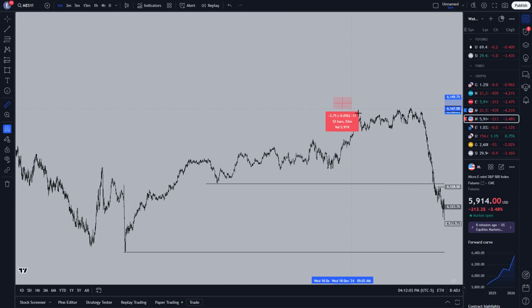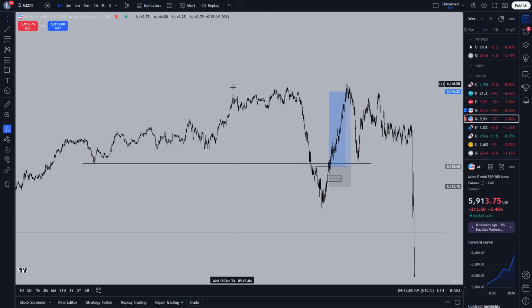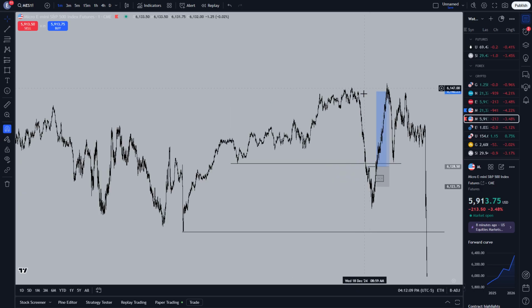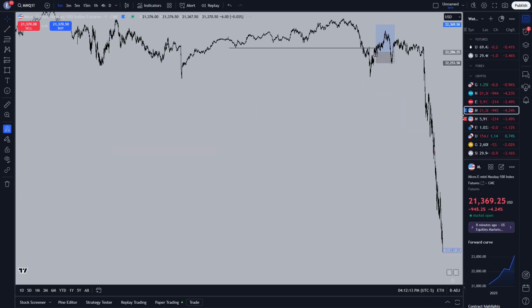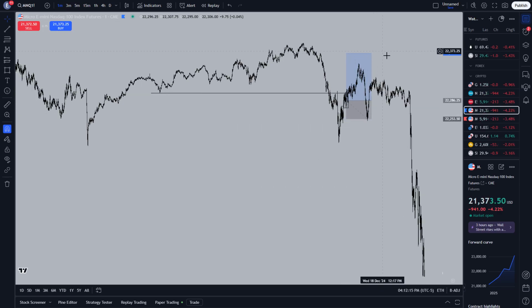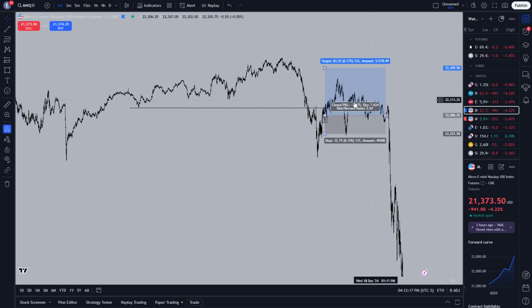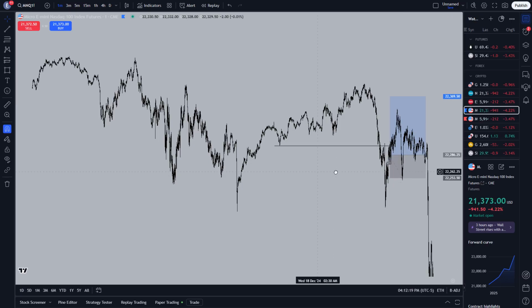Anyway, also we have this perfect PO3 setup as well, right? Accumulation, big manipulation, distribution. This is literally A++. Even though NQ didn't hit full take profit, it was an A+ setup. Couldn't ask for anything better.